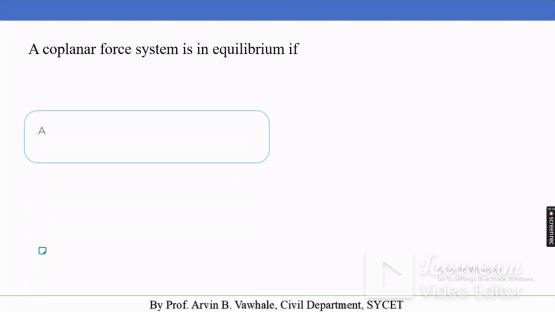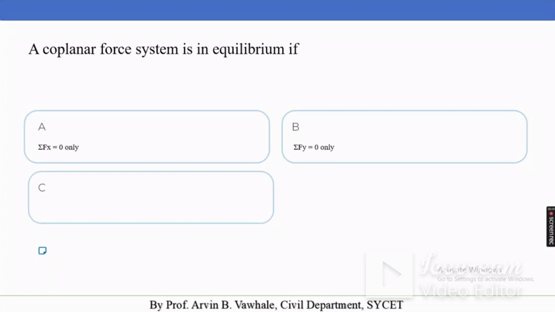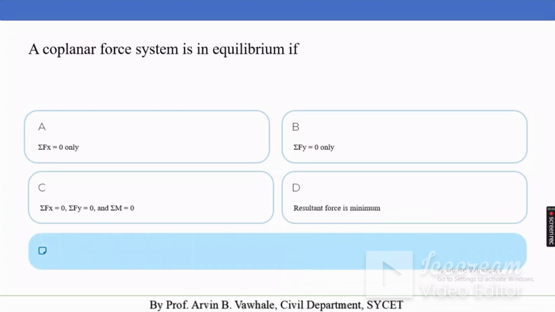Let's begin. 1. A coplanar force system is in equilibrium if A, summation of Fx is equal to 0 only. B, summation of Fy is equal to 0 only. C, summation of Fx is equal to 0, summation of Fy is equal to 0, and summation of moment is equal to 0. D, resultant force is minimum. The answer is option C. Summation of Fx is equal to 0, summation of Fy is equal to 0, and summation of moment is equal to 0.